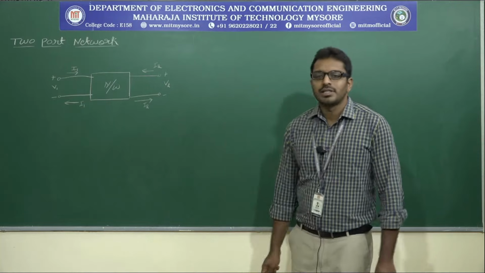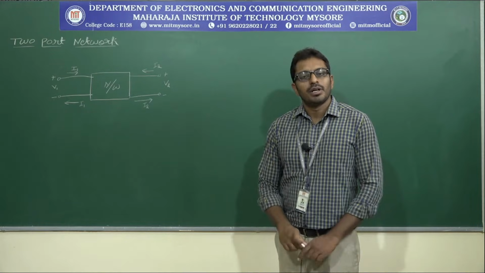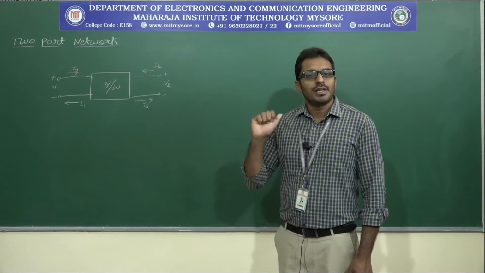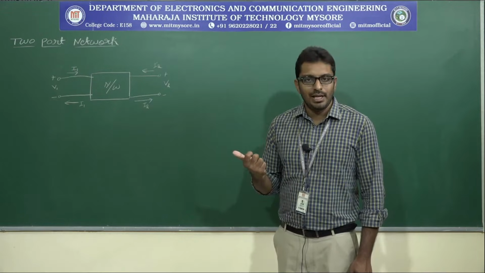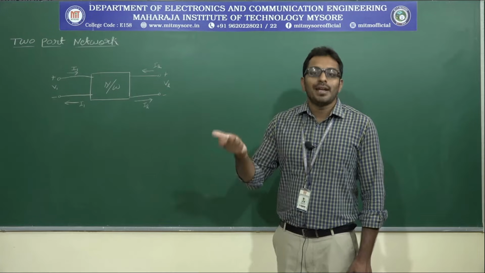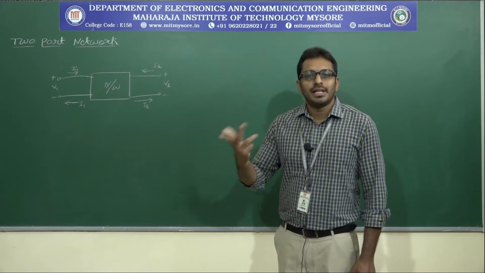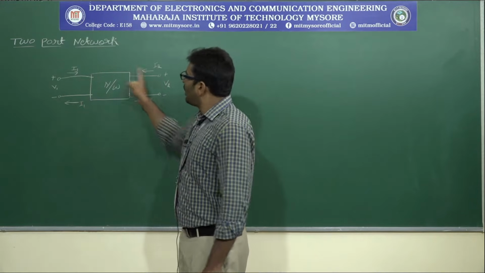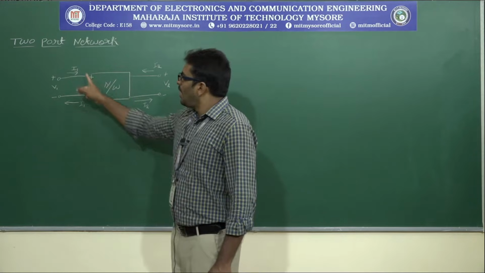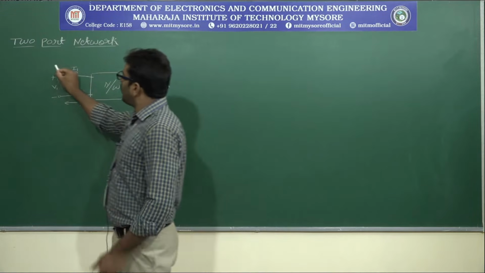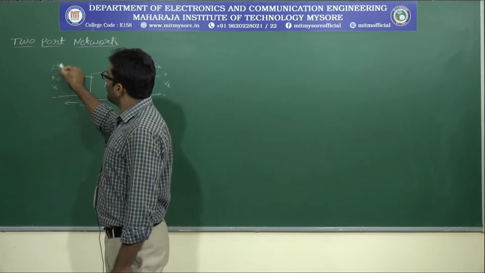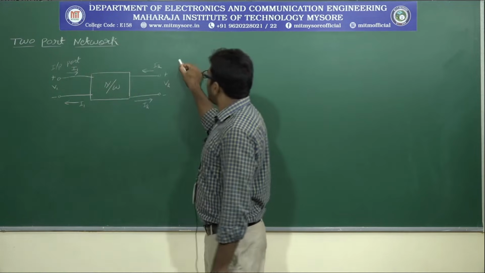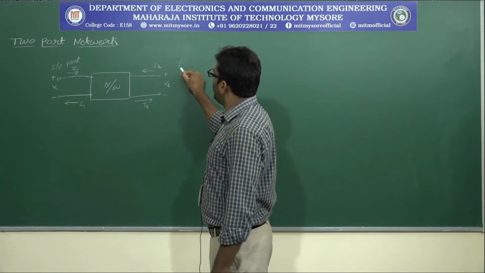So this is known as a two-port network because how many ports are there? Two ports are there. What is a port? A pair of terminals. What is two-port? Two pairs of terminals, I mean two sets of terminals. Out of these two sets of terminals, this one is known as the input port, and this one is known as the output port.